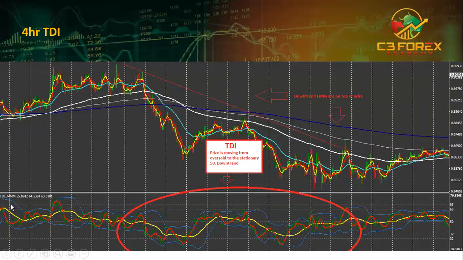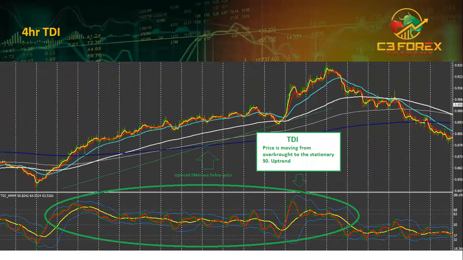Same thing with price staying overbought. If price is staying overbought, I know it at least has to go back to the stationary 50 before I do anything else, right? In this case, it hit the stationary 50 and bounced off, right? In this case, it hit the stationary 50 and consolidated before crossing it and continuing to go up. All right.